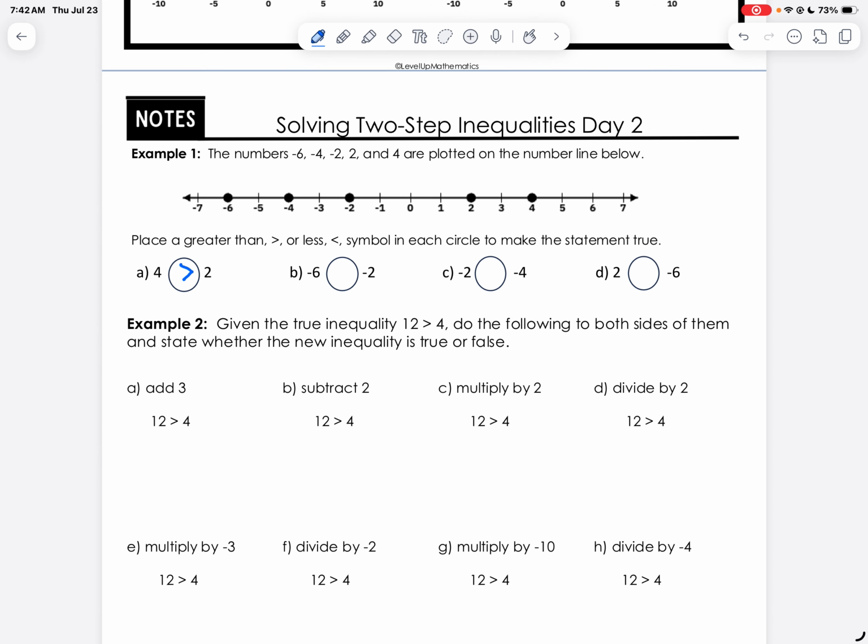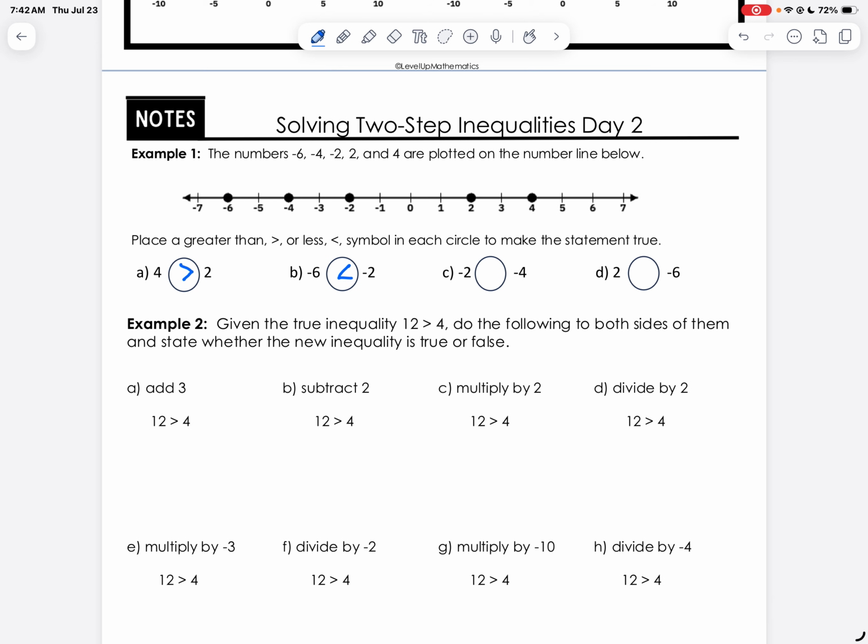All right. Problem B, we're comparing -6 and -2. So in this problem, notice that -6 is to the left of -2. So we must use a less than symbol. So -6 is less than -2. Pause the video and try problems C and D on your own. When you're ready to check your answers, press play.